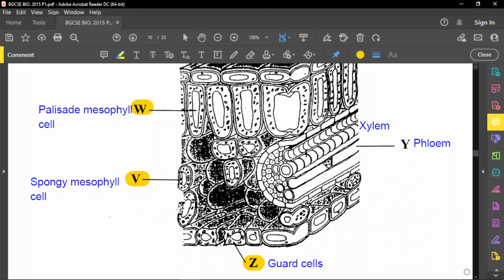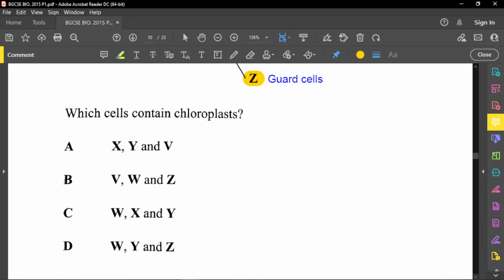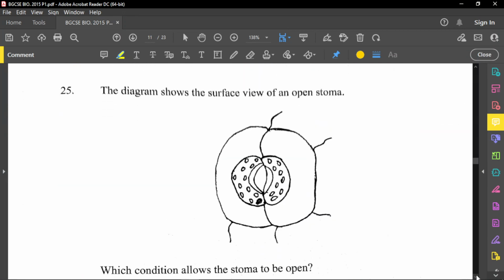So any option with W, V, and Z will be your option right here. And so, yeah, W, this is B. Okay, V, W, and Z, regardless of the order. All right, so let's jump into our next question, and we are halfway through.